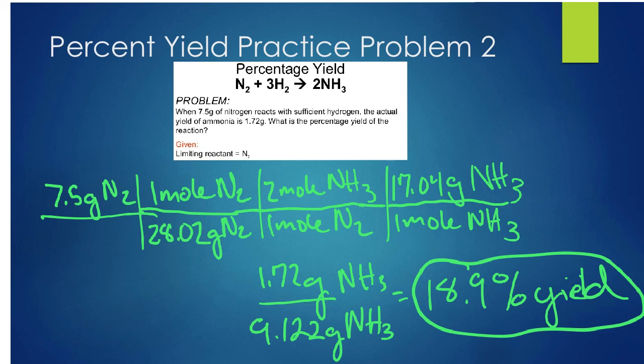As you're looking at how this problem was done, again, it was done the same way: started by taking the grams, converting it into moles of something else, and then grams of something else, and then putting it into the percent yield equation. And you look at that and it says 18.9% yield, that's not very good. And that's true, that's not a very good yield.